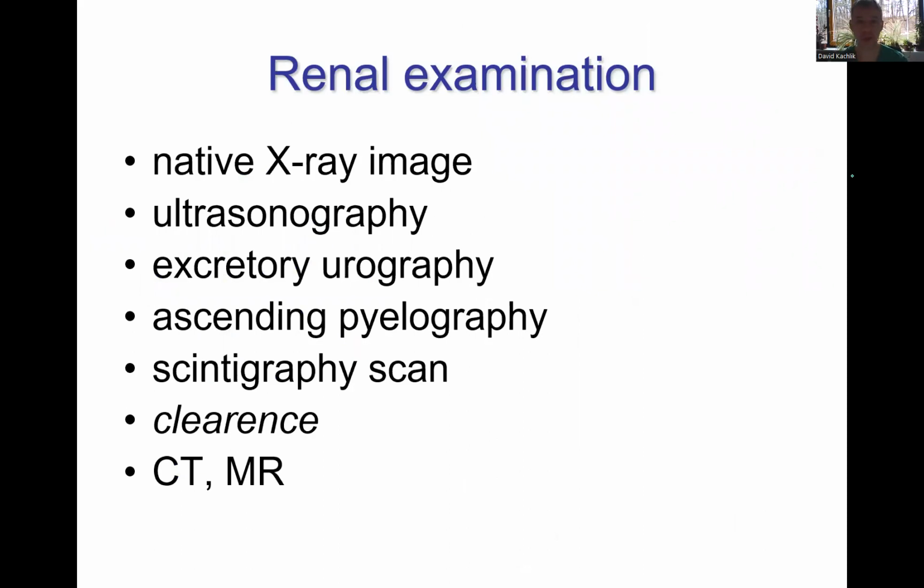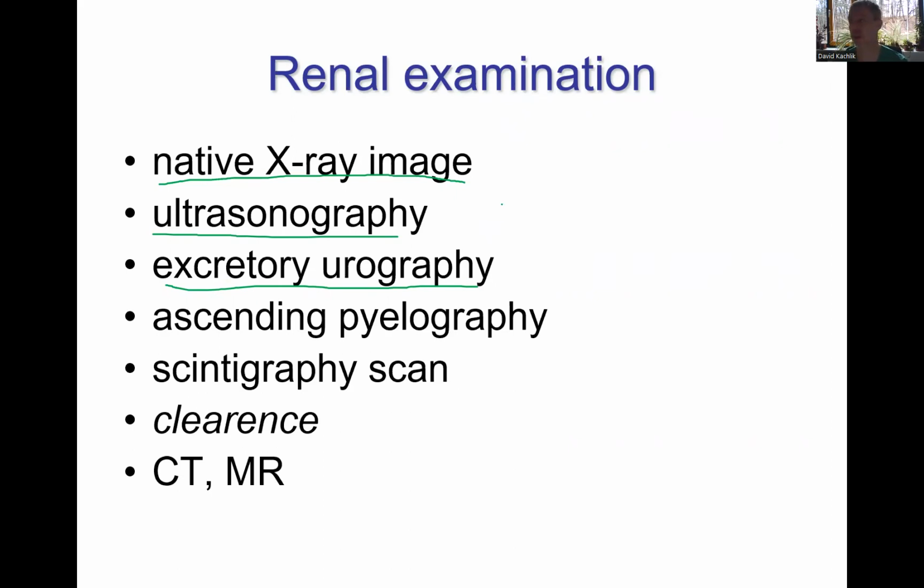So that's all for the anatomy, how to examine the kidney in clinical practice. So of course we can try the native X-ray image, but nothing special is seen. So the method of choice is ultrasonography. If we want to see the function of the kidney, we can use excretory urography. So the patient gets a contrast fluid into blood vessels, and then we can see how the kidney really functions and how the contrast fluid is filtered as a real waste product.